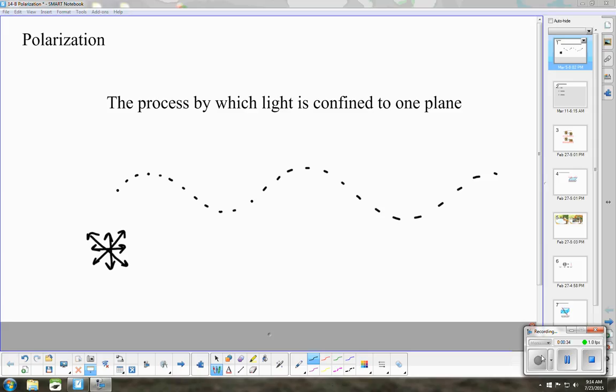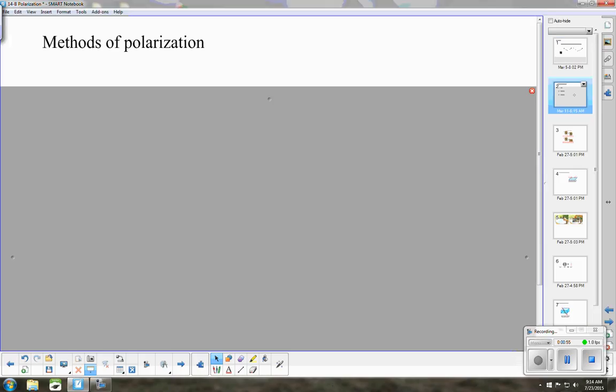And so light coming from the sun or most light sources is unpolarized, meaning you don't know what plane it's normally traveling in, and you can't tell just by looking at it. The process of confining it to one plane is what's called polarization, and there's reasons we want to do that. So let me explain the methods of polarization, how we polarize things, and then as we go, we'll explain why.